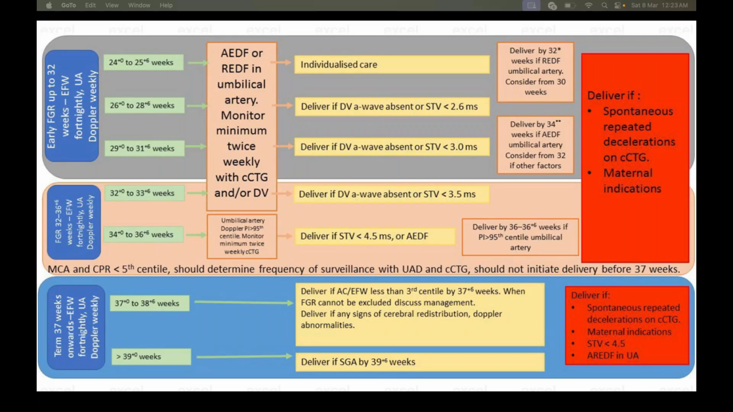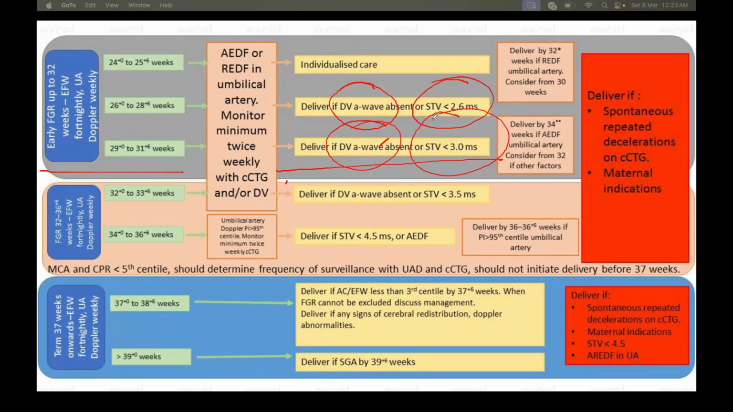As we said, early, less than 32 weeks, what problems we can expect and when to deliver: umbilical artery showing absent or reversal of flow. And when the umbilical artery shows absent or reversal of flow, we have said earlier that we will do CCTG and DV, which is used for deciding delivery. So up to 32 weeks, which is early FGR, you base delivery decisions on your CCTG and your DV.